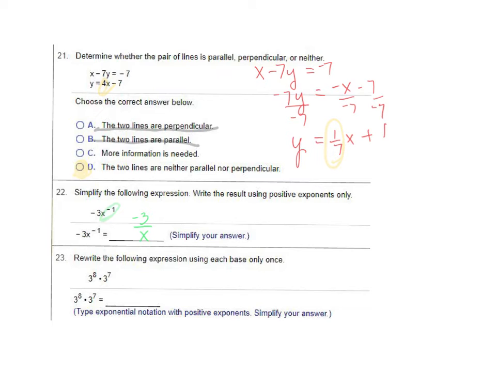Number 23. If I look at this, I have 3 to the 8th times 3 to the 7th, and that would be 3 to the 15th. If we can picture 8 of these 3's and then 7 more of those 3's, there would be 15 of those. So 3 to the 15th.